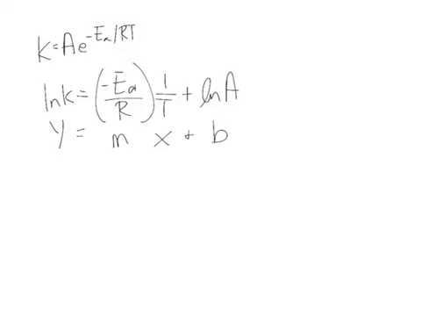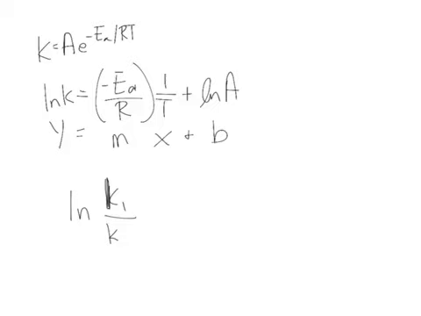Now there's another form of this equation that we can use where we can determine the activation energy given the rate constant at 2 different temperatures. Okay, so this is just another rearrangement of the same equation. It's supposed to be little k.